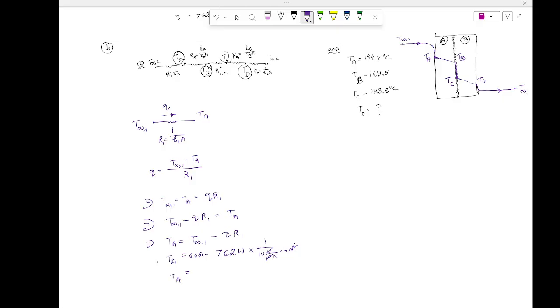There's a unit mistake I did over there. So you should be finding the value of 184.76 degrees Celsius. That's your TA. Does it match with everyone? Okay. I'm sorry about this kilowatt thing, but did you find it?